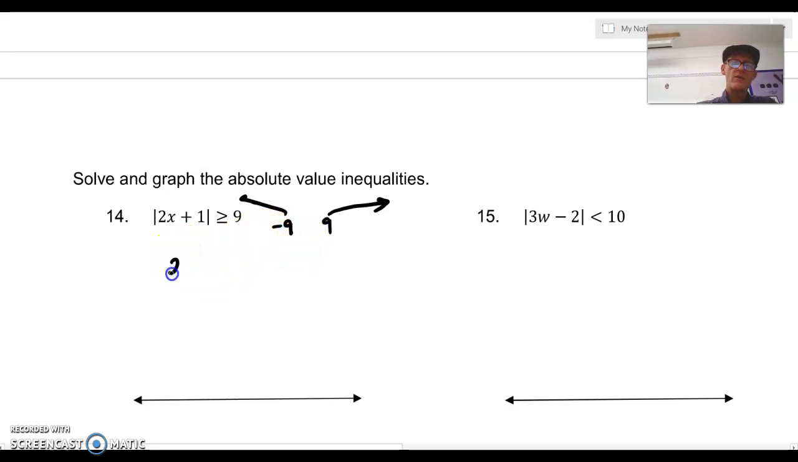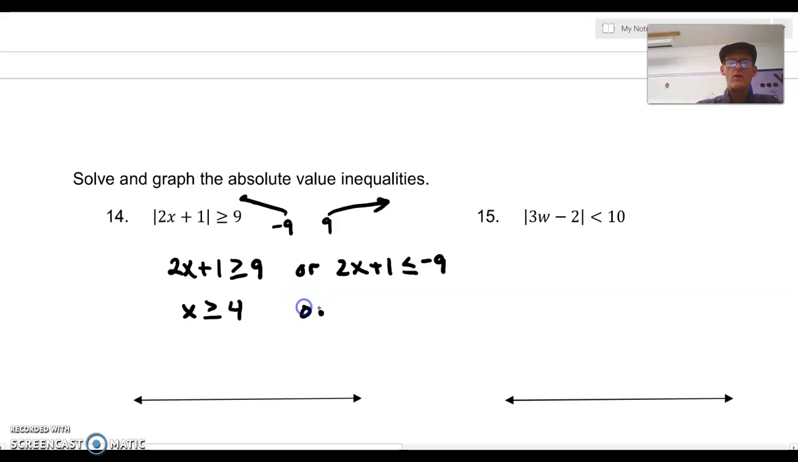So we have to apply that here. We write 2x plus 1, drop the bars, greater than 9, or 2x plus 1 less than or equal to negative 9. This one's less than or equal, greater than or equal to. Okay, so we solve both of these and we get x greater than or equal to 4, or we're going to get x less than or equal to negative 5.